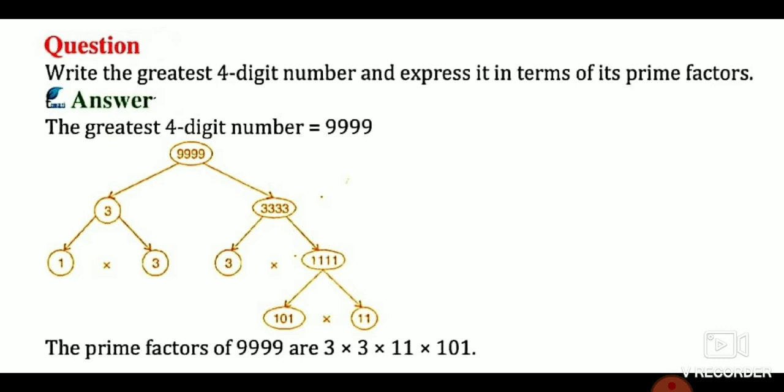So the greatest 4-digit number is 9999. Here you have to express it in terms of its prime factors. You have to find the prime factors of 9999. So look at this picture.